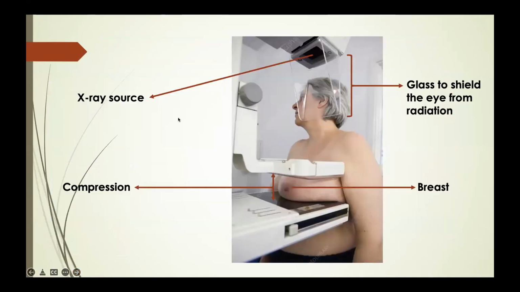So this is a typical image showing how a mammography scan is done. Up here is where the X-rays are produced in the tube, and this is where they come out from. Then you have this shield to protect the face of the woman. Even the person operating the machine stands behind a lead-shielded glass to protect him or her from X-rays.